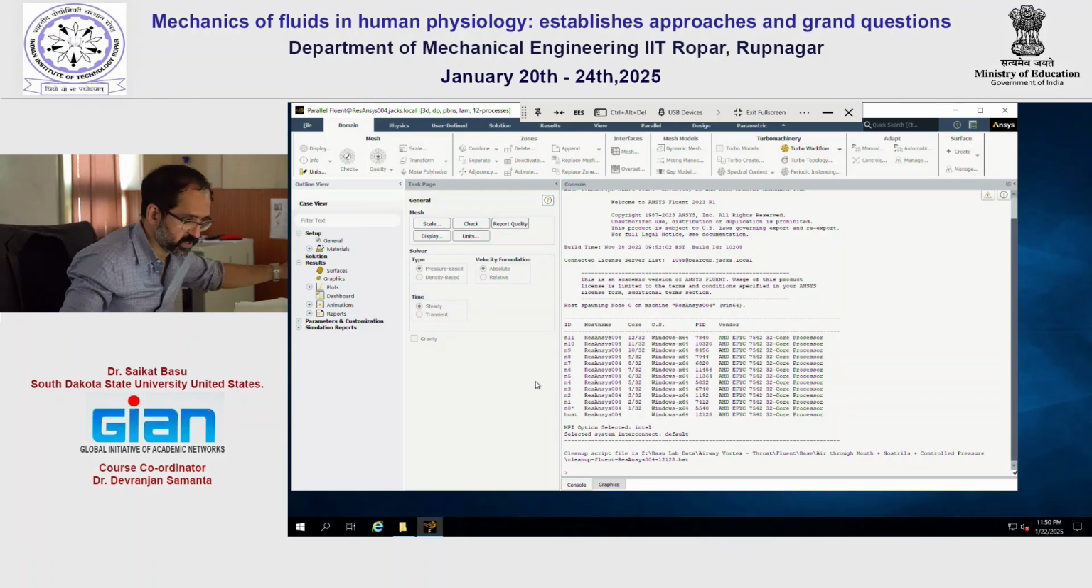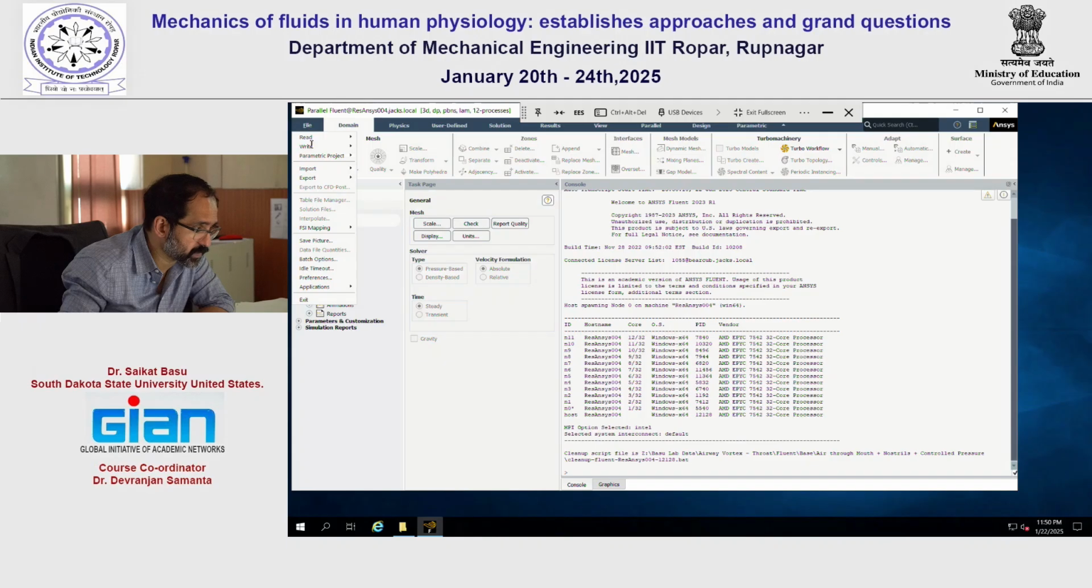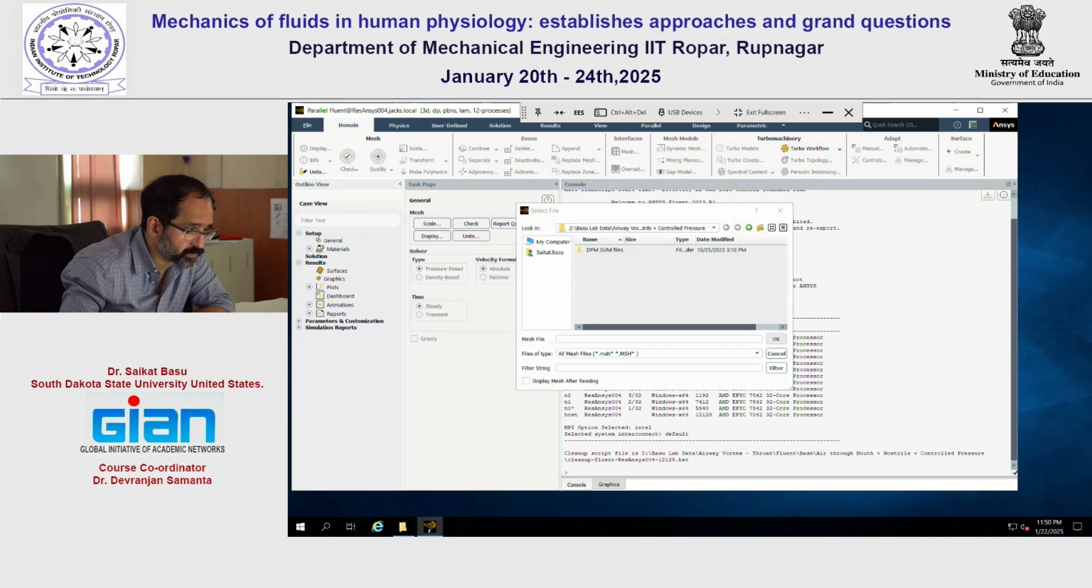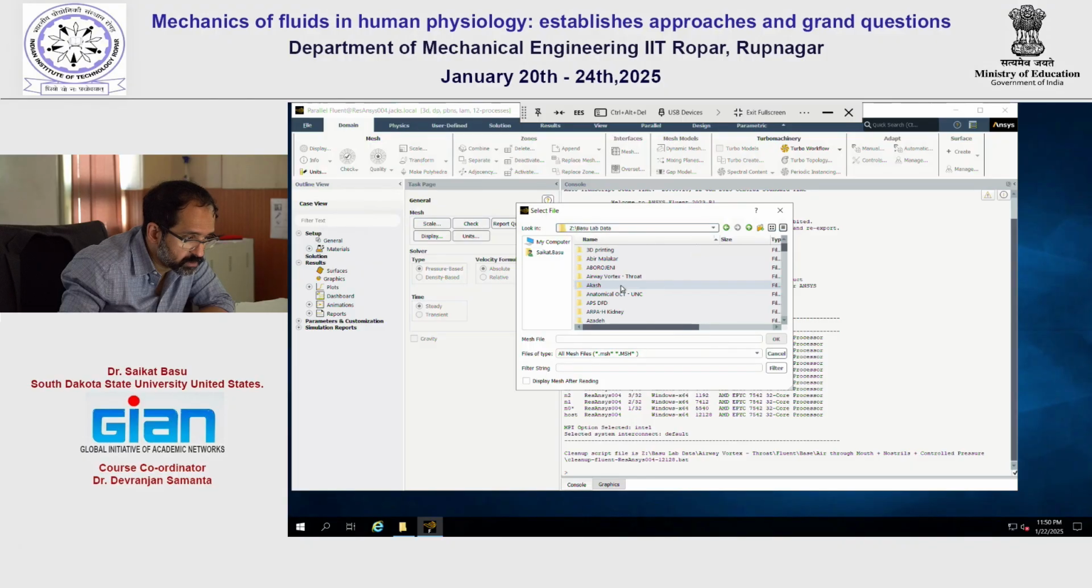Okay, so now the software is launched. The first thing that we have to do is bring in the mesh file. So let's go to File, Read Mesh, and let me go to the corresponding folder where I have this work. Go to lab data. So I'm picking this UNC071 file.